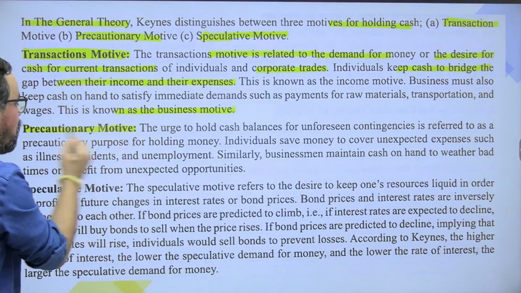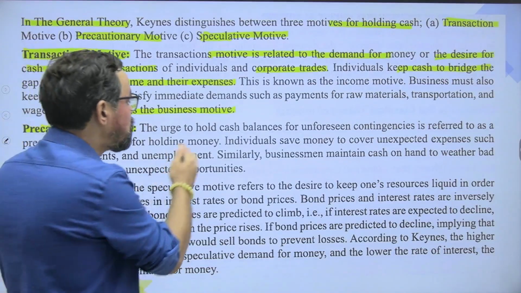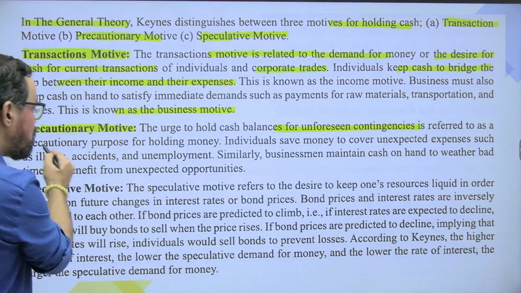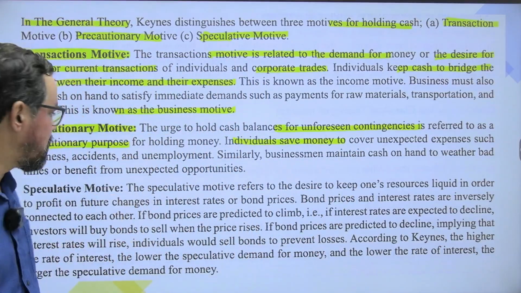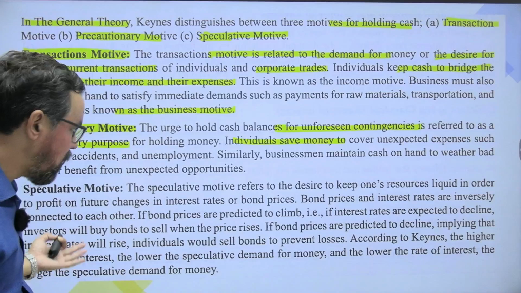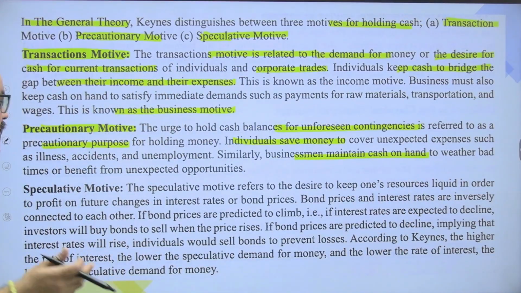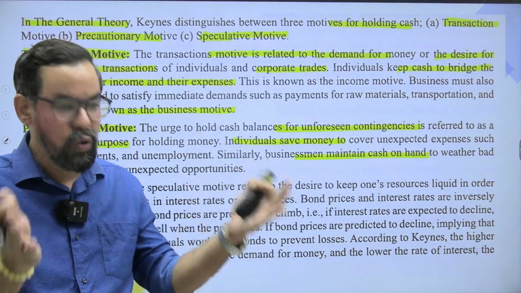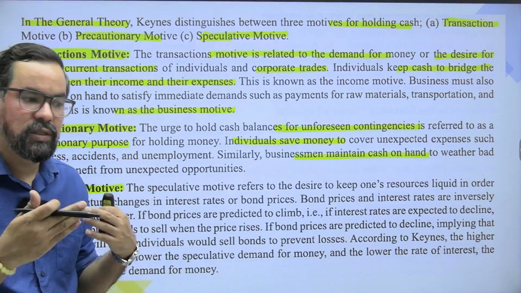The second one is the precautionary motive, for any kind of contingency. We do plan for contingency things. So the urge to hold cash balances for unforeseen contingencies is referred to as the precautionary purpose for holding money. Individuals save money to cover unexpected expenses such as illness, accident, and unemployment. Similarly, businesses also do so for any kind of downturn in their business, or if they have some unexpected new opportunities in the market, so they can land in that area.